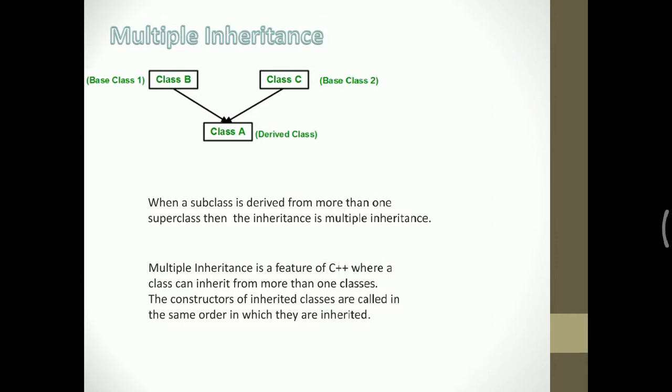Multiple inheritance. This is the second type of inheritance. When a subclass is derived from more than one superclass, then the inheritance is called multiple inheritance, as you can see in the diagram. Multiple inheritance is a feature of C++ where a class can inherit from more than one class. The constructors of inherited classes are called in the same order in which they are inherited.